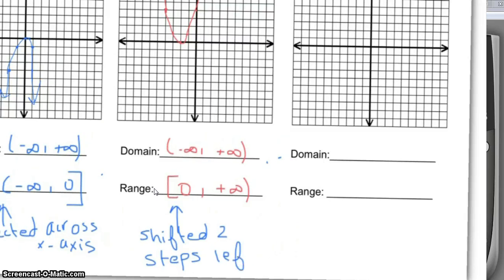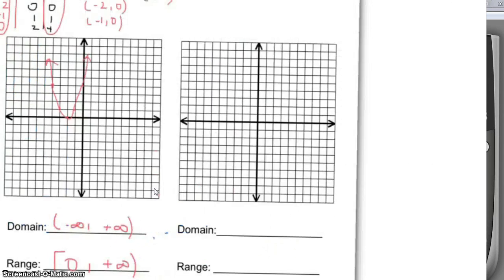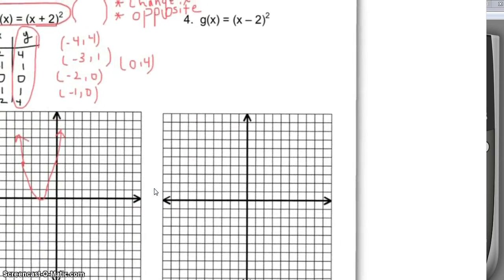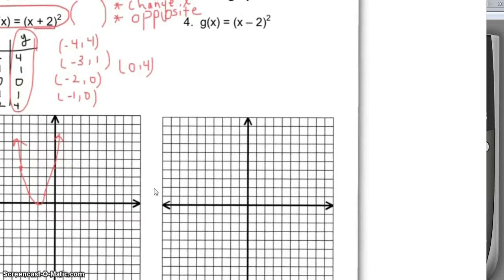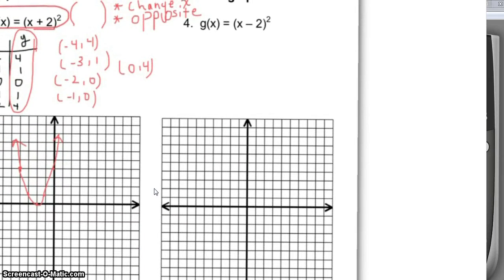That's the transformation. Now let's look at number 3. G of x equals x minus 2 squared. By looking at this, I can see parentheses, so the change is going to be done to the x, and it's going to be opposite. So instead of x minus 2, I put x plus 2.